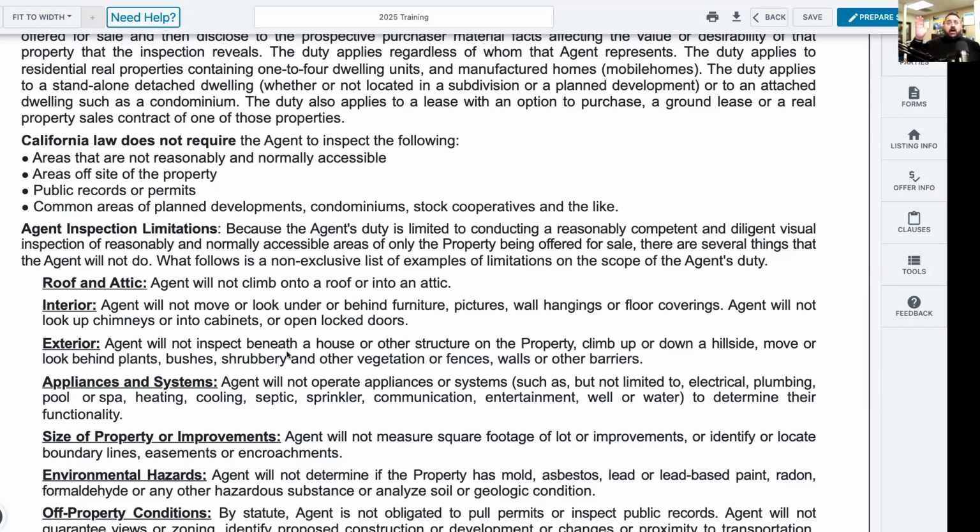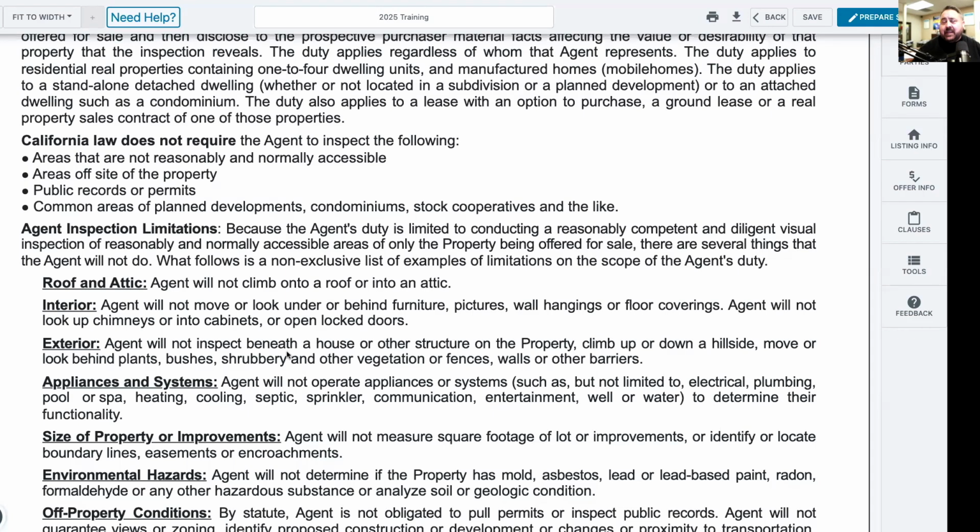My job is to walk up, look at the property, and see if visually I can determine that there are defects that may affect the desirability of the property in the buyer's eyes. That's it. Appliances and systems. Agent will not operate appliances or systems such as, but not limited to, electrical, plumbing, pool or spa, heating, cooling, septic, sprinkler, communication, entertainment, well, or water to determine their functionability, which means I don't turn on faucets to see if they have good pressure, right?